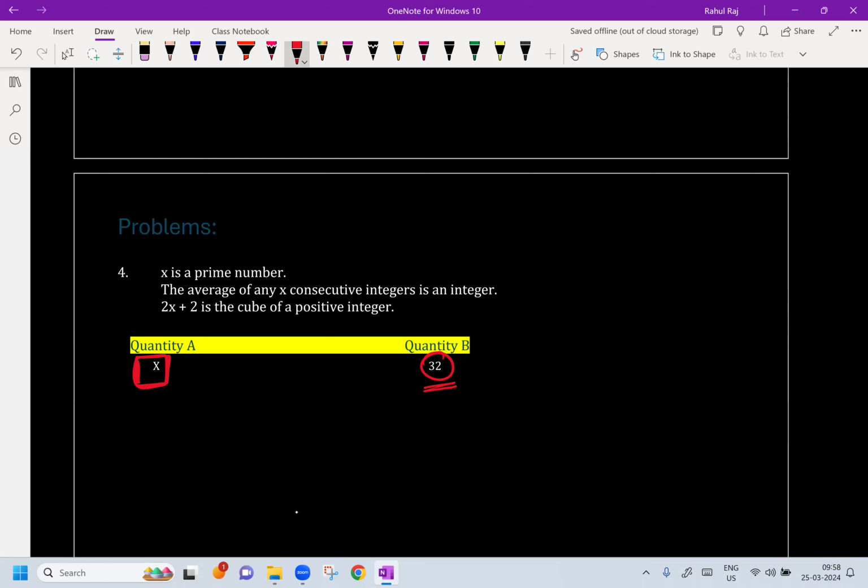Do I have one value of X, or could there be different values of X? And to find the value of X, this is the information that is given to you. So you should use this information to get the value of X as simply as you can. Please try.